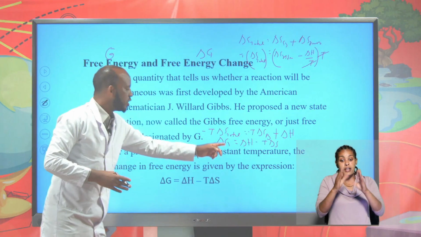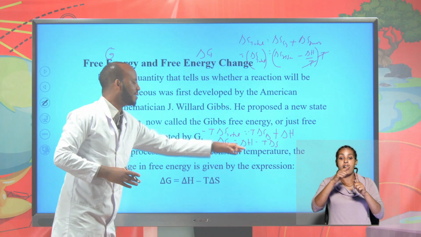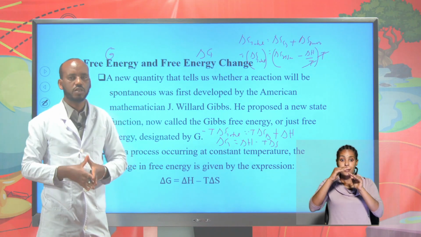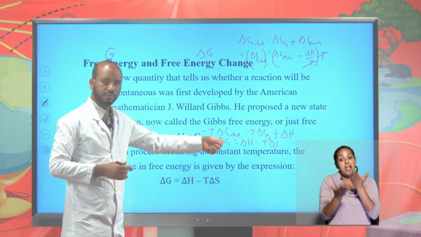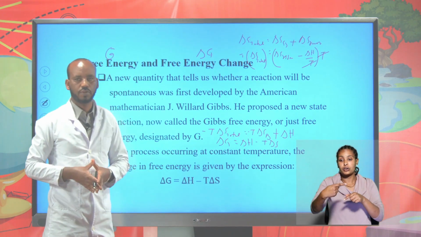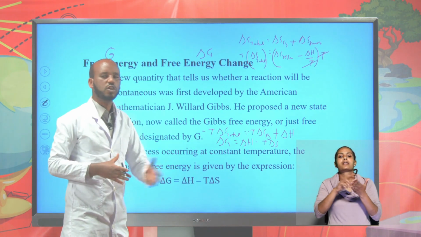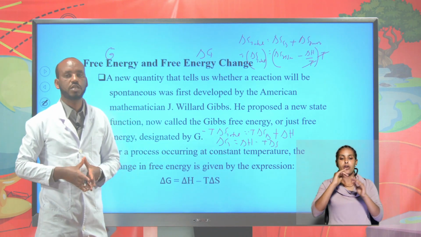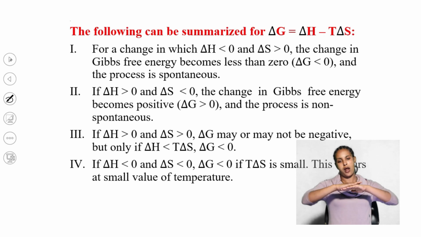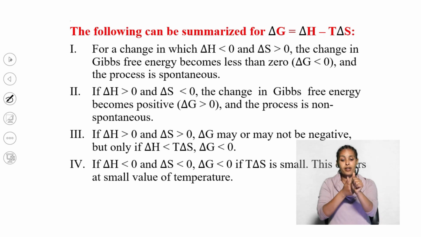If the Gibbs free energy change delta G is less than 0, then the reaction is spontaneous. If delta G is greater than 0, the given reaction is non-spontaneous. If delta G equals 0, the reaction is at equilibrium. The following can be summarized for delta G equals delta H minus T times delta S.